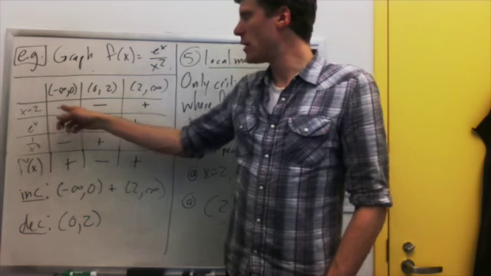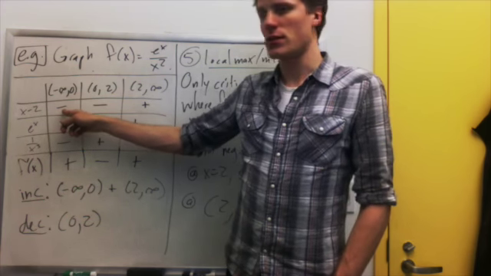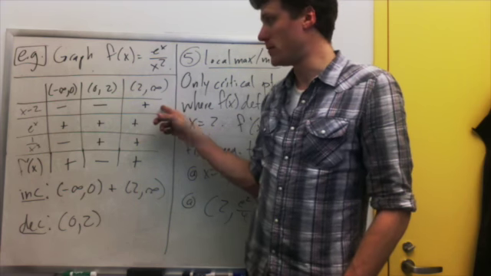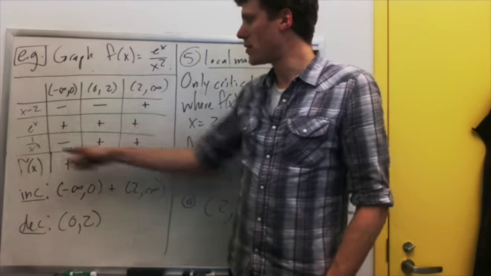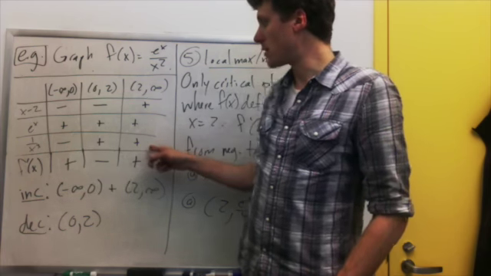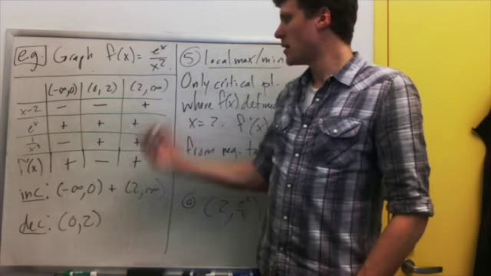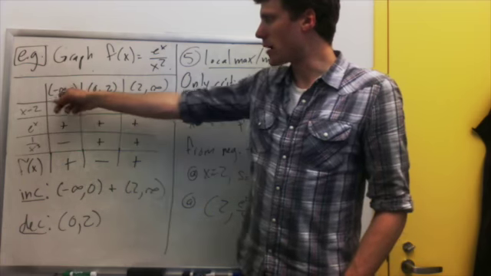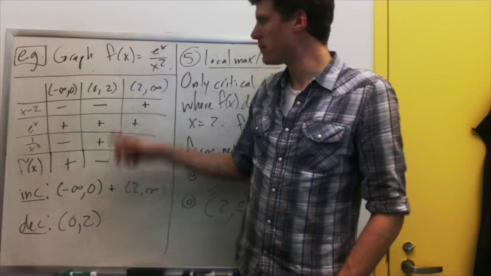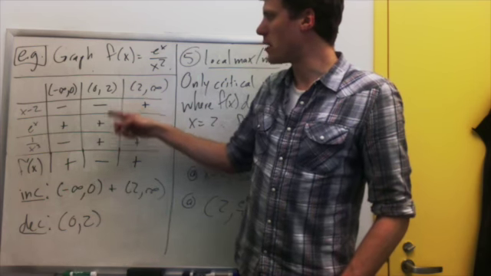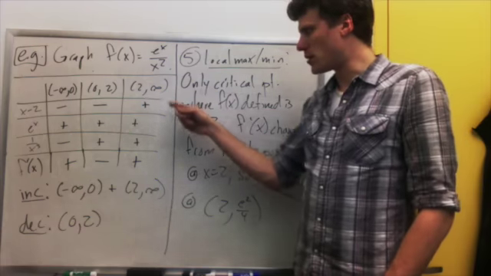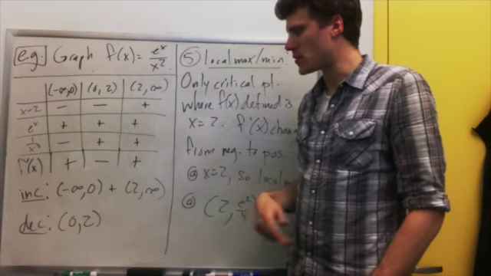Now I determine whether each of these factors is positive or negative on each of these intervals. x minus 2 is negative if x is less than 2, but it's positive if x is bigger than 2. e to the x is always positive. 1 over x cubed is negative if x is less than 0, but it's positive if x is bigger than 0. So altogether, for x less than 0, I have negative times negative is positive. For x between 0 and 2, I have negative times positive is negative. For x bigger than 2, I have positive times positive is positive.